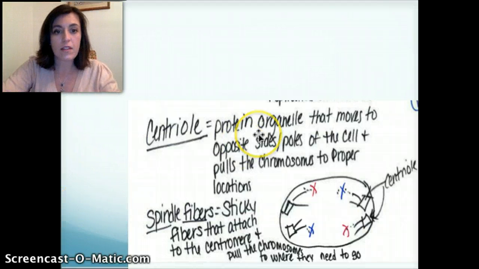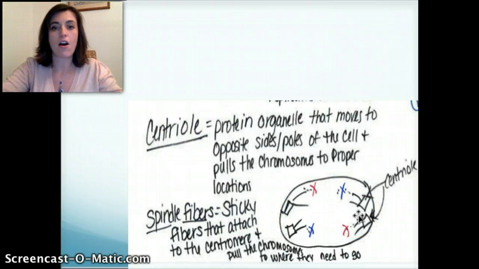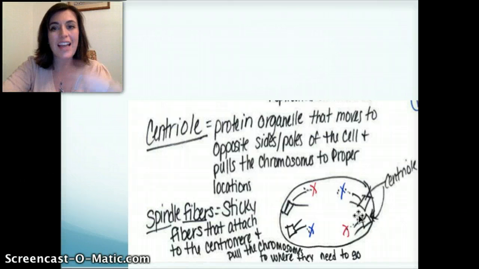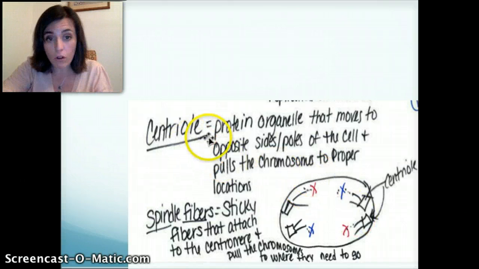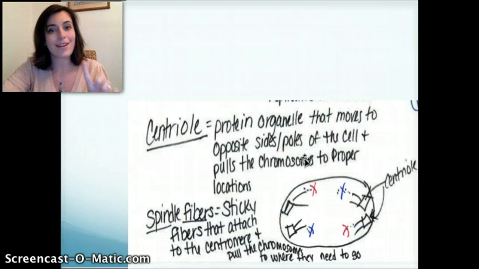Now these cool little protein organelles are going to originate and locate themselves at the edges of a cell. They're going to be on opposite sides of a cell, or opposite poles. Think of the north and south pole on the earth. These are on opposite poles of the cell because those are the points where they're going to pull the cell apart. Those chromosomes are going to be pulled to them. So I always remember that centriole rhymes with pole. That might help you remember what it does and which one it is.